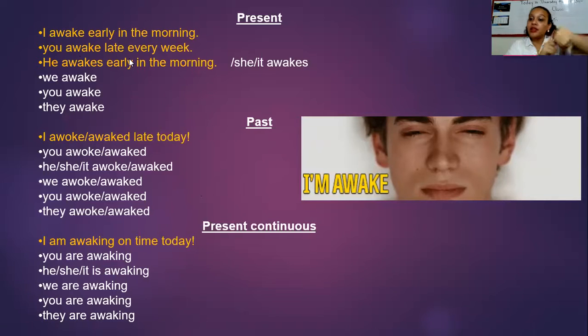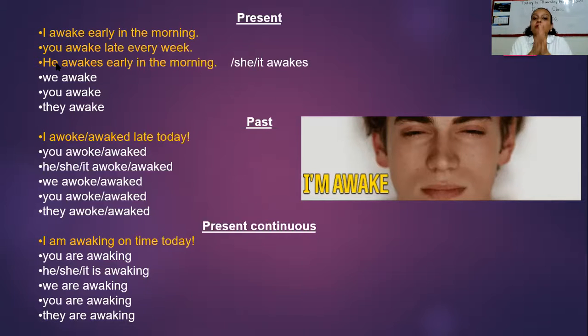You awake early on time in the morning. You awake late every week. Oh, late. You are out of time. That means you had to awake at 7, but you awoke maybe at 8. Oh my God, you are out of time. You are late. What happens when it's he, she, or it?